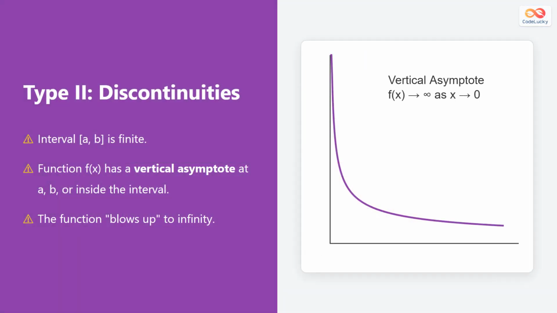Type 2 improper integrals occur when the function has a discontinuity. For example, a vertical asymptote where the function shoots up to infinity. Even though the interval from a to b is finite, the height of the curve is infinite at some point. We must handle these with limits as well.